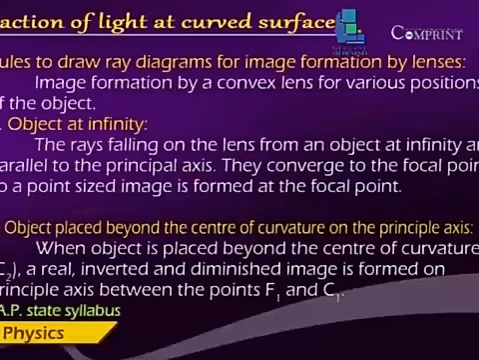Number 2. Object placed beyond the center of curvature on the principal axis. When the object is placed beyond the center of curvature C2, a real, inverted and diminished image is formed on the principal axis between the points F1 and C1.